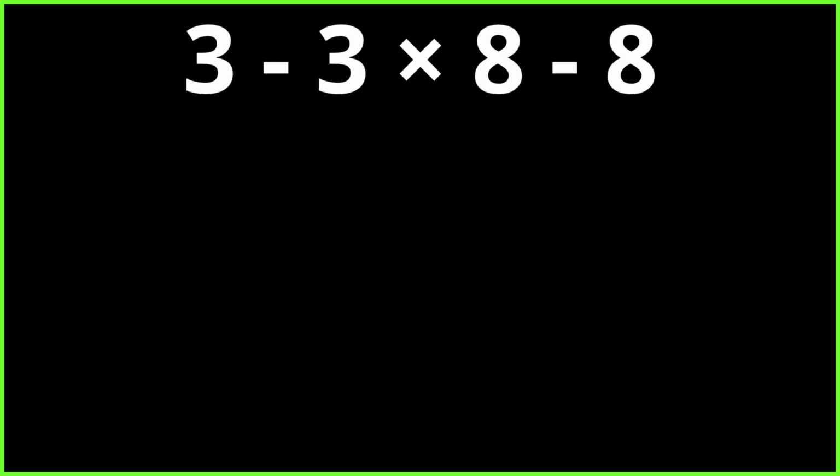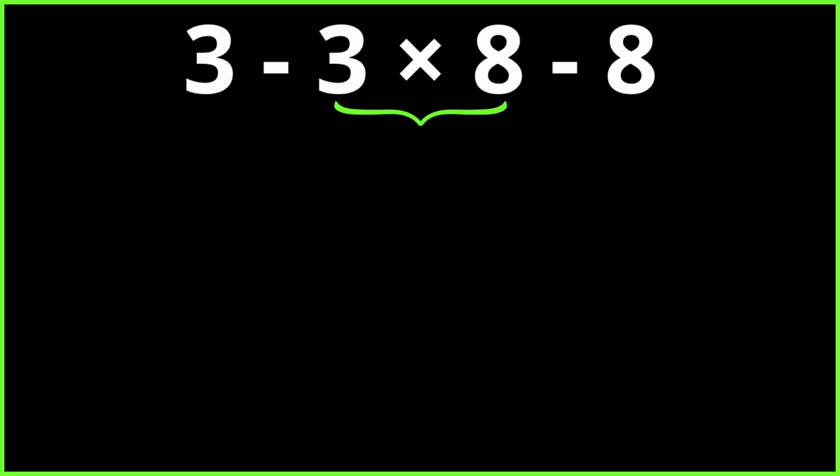3 minus 3 multiplied by 8 minus 8. According to PEMDAS, we must look for parentheses or exponents first. But since we have none, we move to multiplication. In this expression, there are 2 subtractions and 1 multiplication. According to PEMDAS, multiplication has a higher priority than subtraction. So, we first perform the multiplication in the middle.